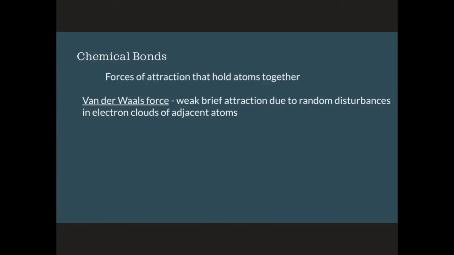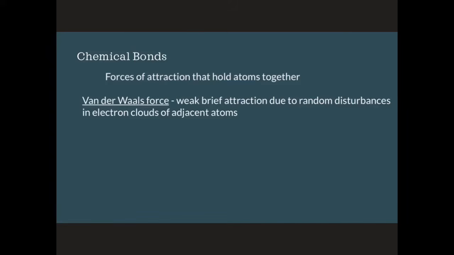Let's talk about chemical bonds and how some of these chemical bonds react within the body themselves. Chemical bonds are forces of attraction that hold atoms together. The weakest type of chemical bond that's actually an attraction is called van der Waals forces. Van der Waals forces are weak, brief attractions due to random disturbances in electron clouds of adjacent atoms. These again are the weakest of all the bonds. The next type of bond we can talk about is hydrogen bonds. These are a weak attraction between a hydrogen atom and an electronegative atom, such as oxygen or nitrogen, that comes from another molecule.